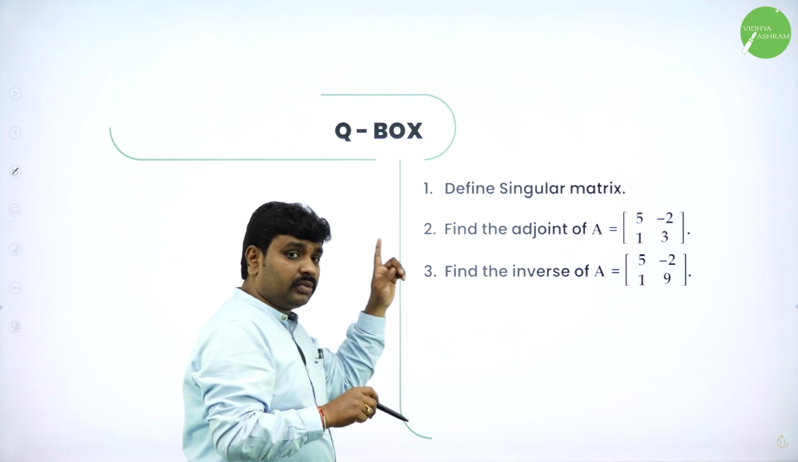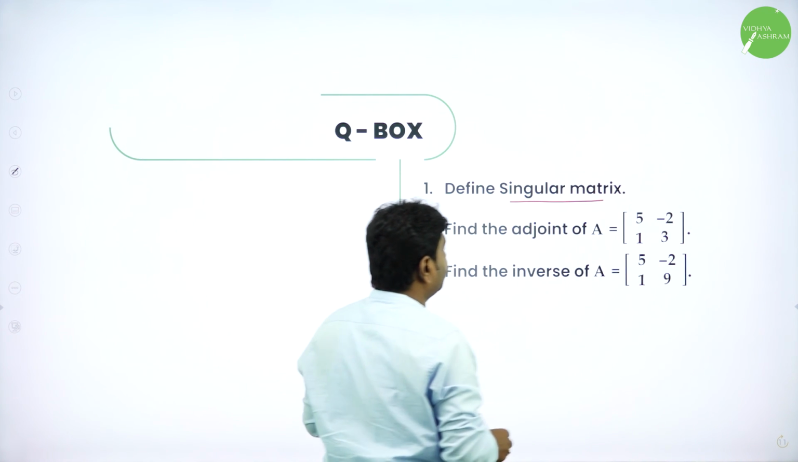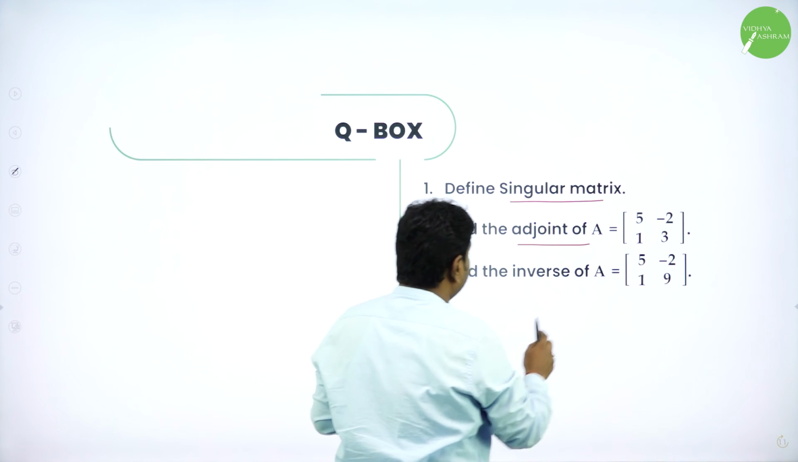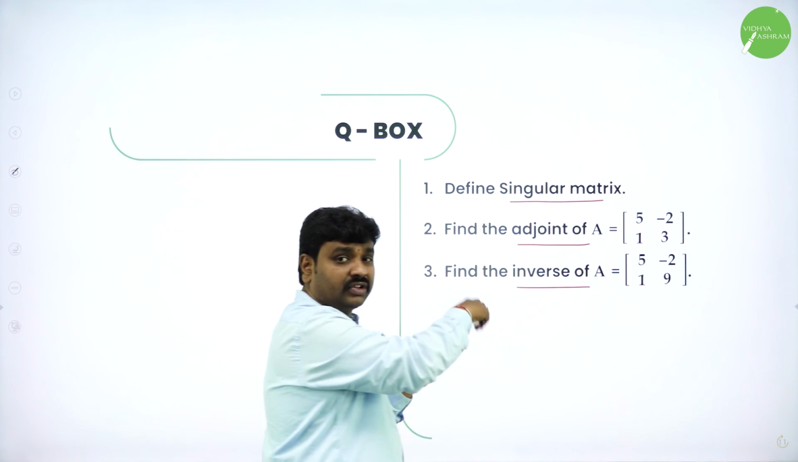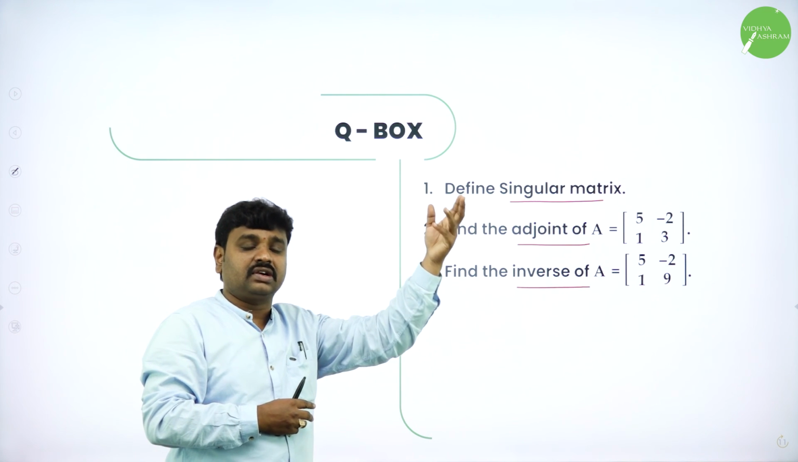Just now I want my students to answer these questions for my next session. Define singular matrix and find the adjoint of this matrix, find the inverse of this. Make a note of this, do this, and attend my next session. We will continue with 3 cross 3 adjoint and inverse.